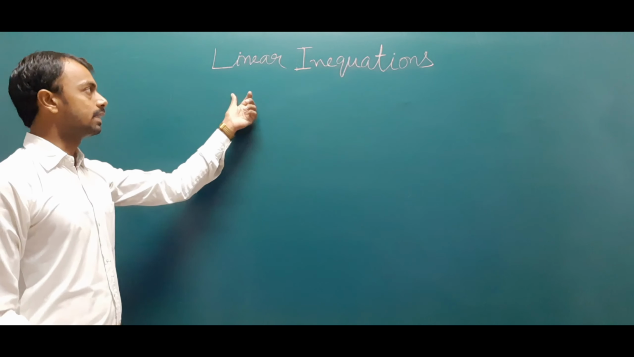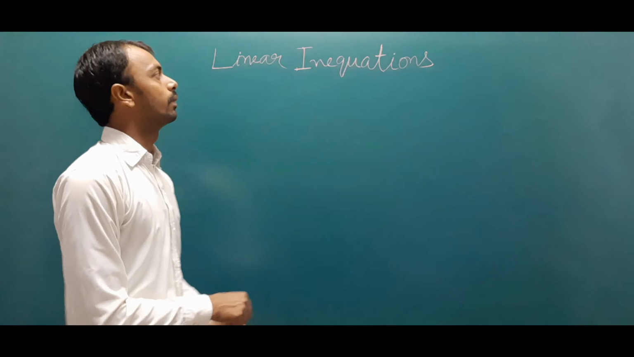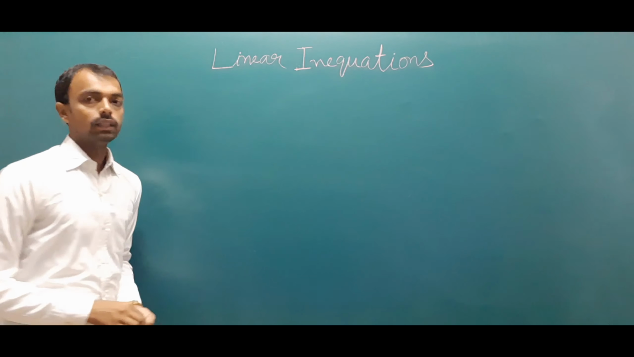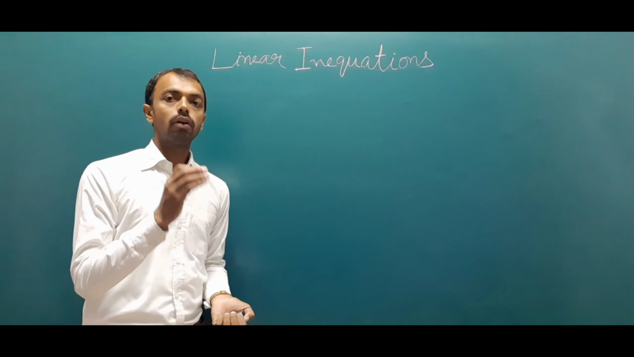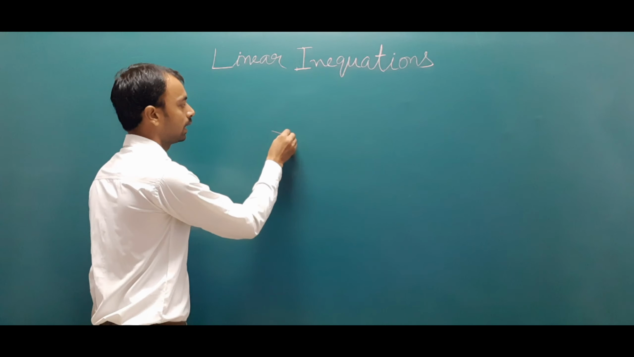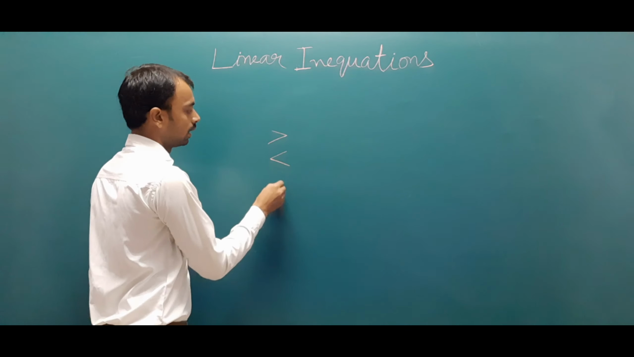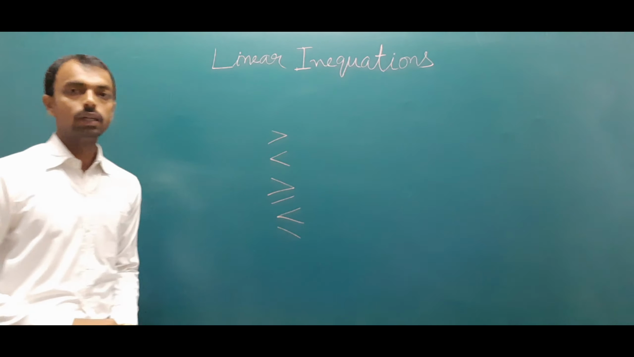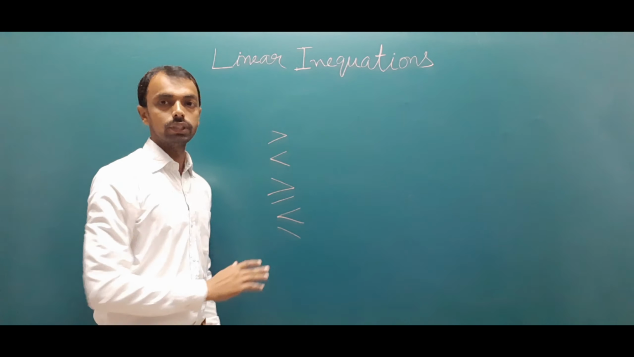We are going to discuss a chapter in mathematics that is called linear inequations. So let's start the chapter. As we can see from the name, we can get the meaning: the two sides are not equal to each other. Not equal means one will be greater than, less than, greater than or equal to, or less than or equal to. But they will not be equal to each other.